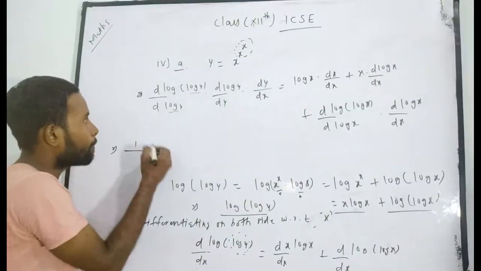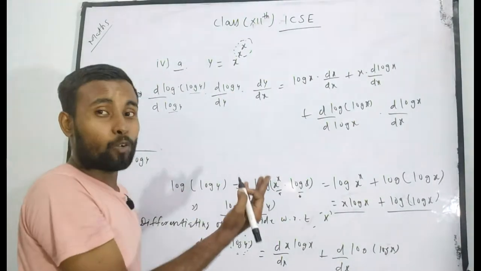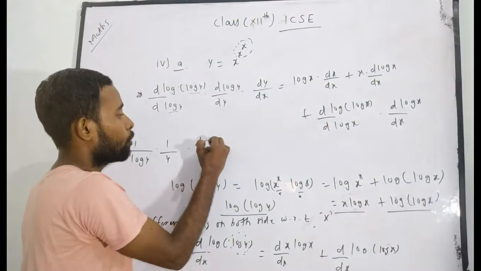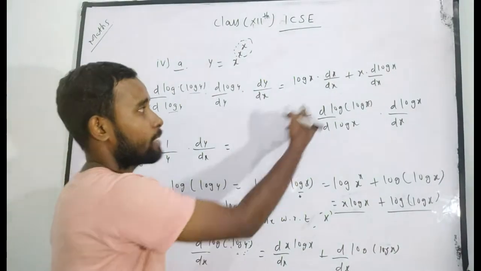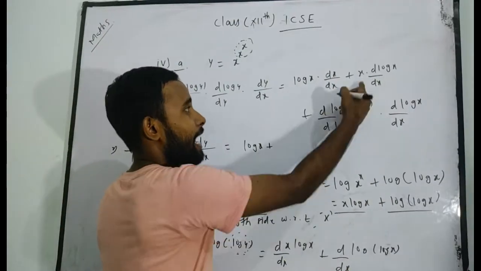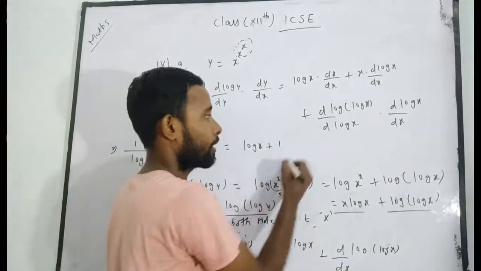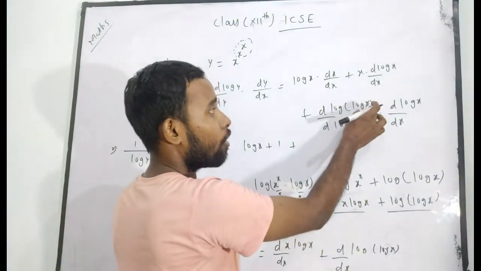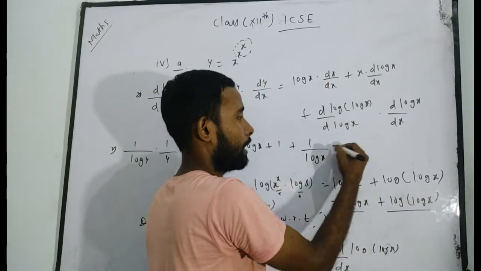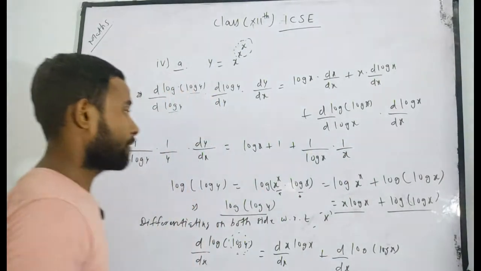So it will be 1 upon p. What is p? p is equal to log y. In the second step, the derivative of log y with respect to y will be what? 1 upon y. So it will be 1 upon y into dy/dx, is equal to the derivative of x with respect to x, which is 1, into log x, plus x into the derivative of log x with respect to x, which is 1 upon x. So x into 1 upon x is equal to 1, plus the derivative of log x with respect to log x, which is 1 upon log x, into the derivative of log x with respect to x, which is 1 upon x. I think you understand very well.